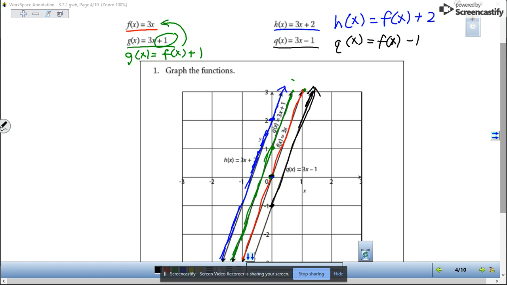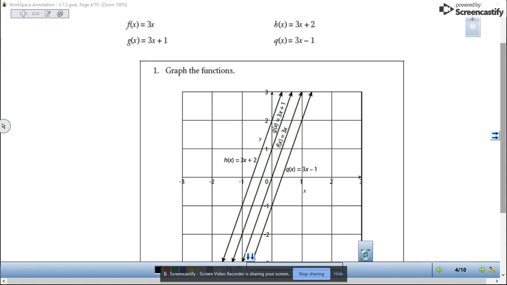And that's our equations. That's our lines. Okay, so it's just a vertical shift, and we do that by adding or subtracting a number on the end of the equation. Basically, changing the constant for a linear function. Okay, so hopefully that's pretty straightforward. Let's look at the next example.